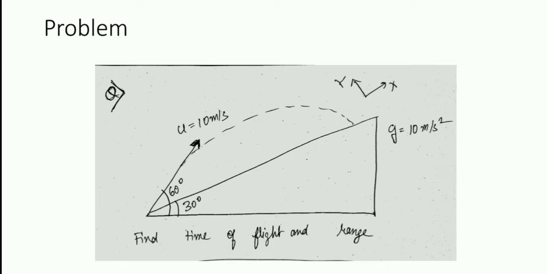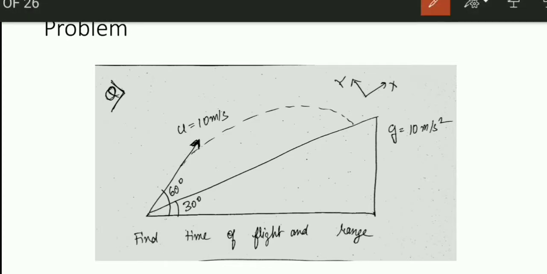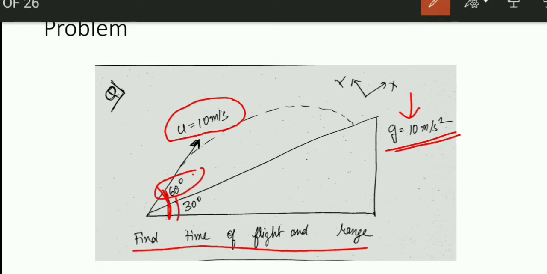We have been given an inclined plane which is having an angle of inclination of 30 degree, and the angular projection with respect to the horizontal, the full angle, is given, that is 60 degree. Initial velocity is given as u, that is 10 meter per second, and g is given, that is 10 meter per second square. Find the time of flight and the range.